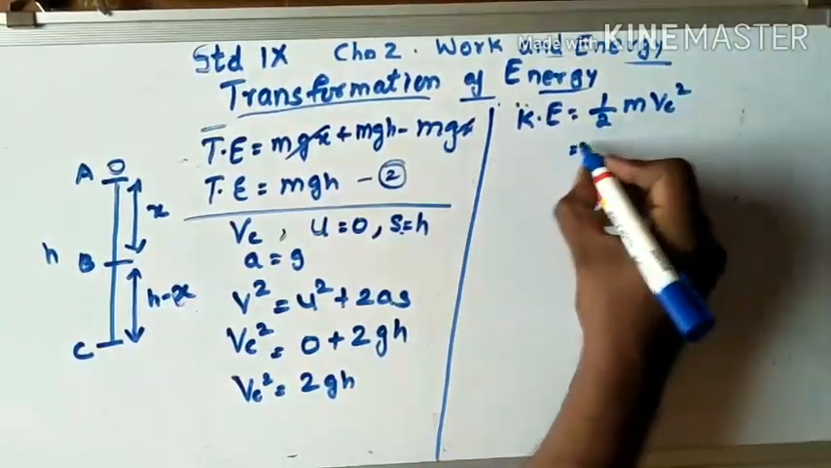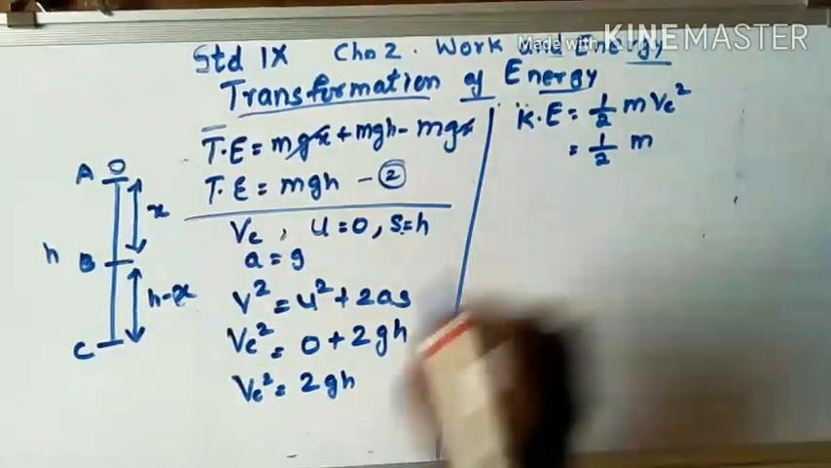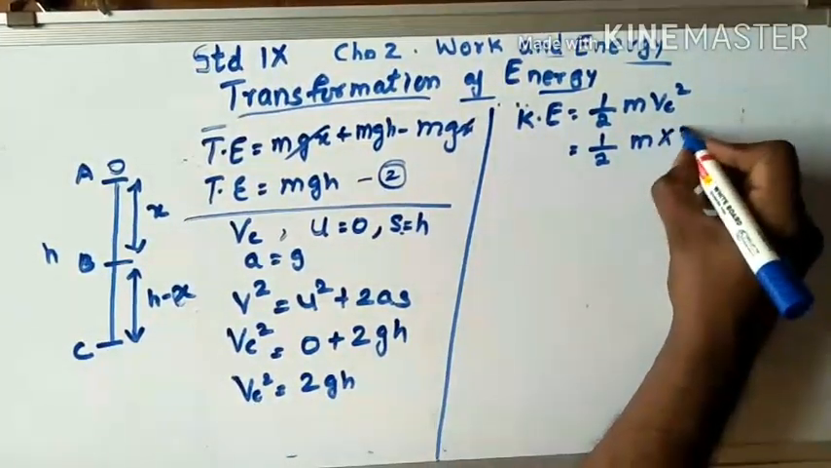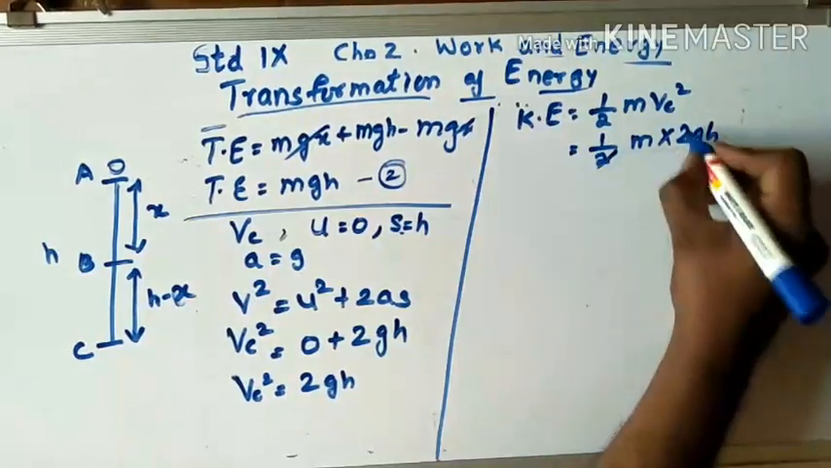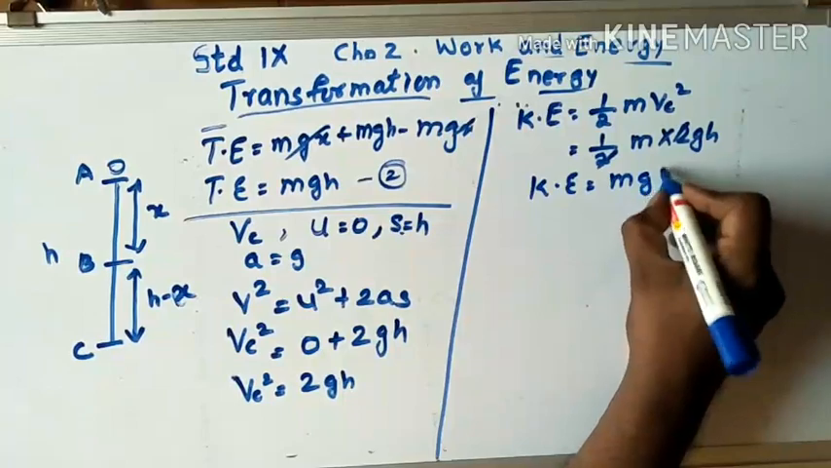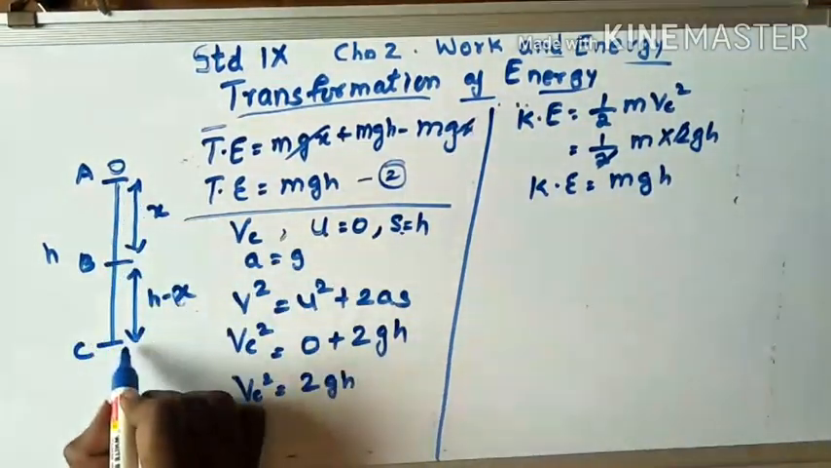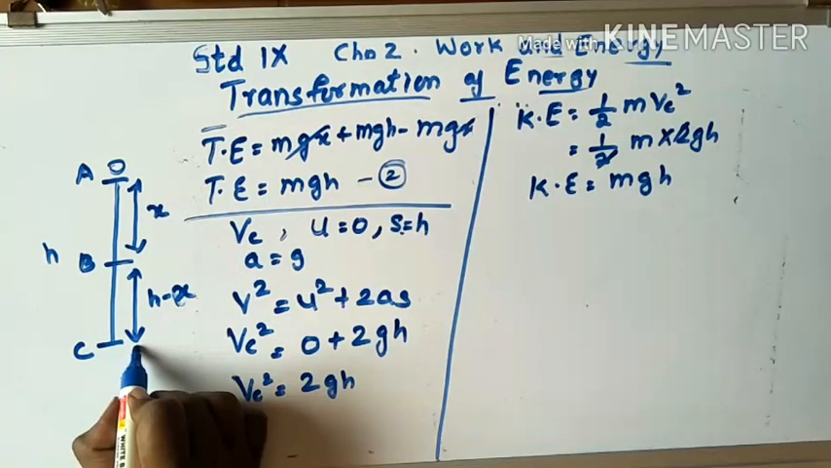Kinetic energy is equal to half mvc square. That is equal to half m, your Vc square is 2GH into 2GH. 2 and 2 cancel. So the kinetic energy is mgh.